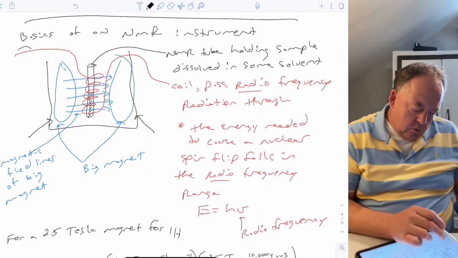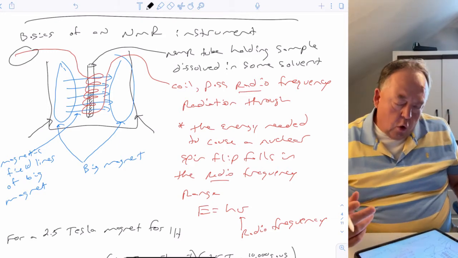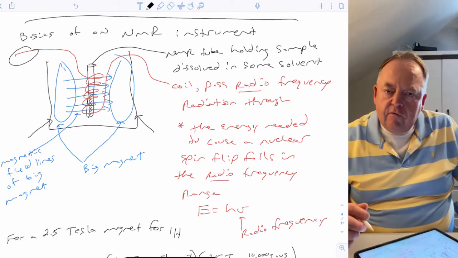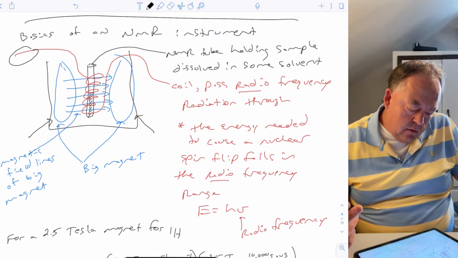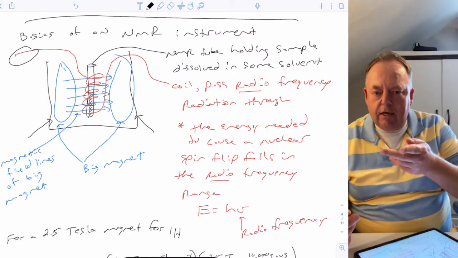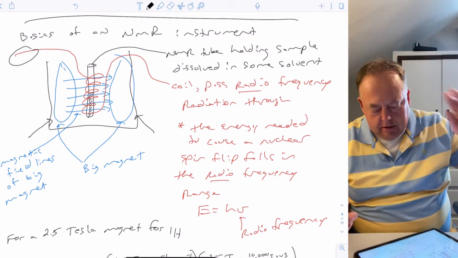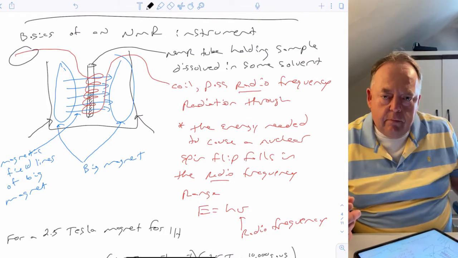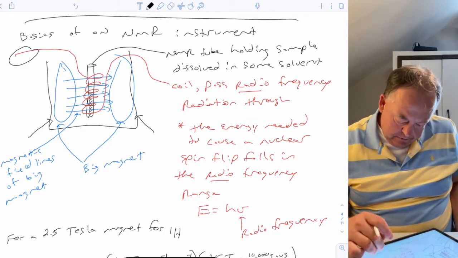And then basically the red is trying to represent a coil that you pass radio frequency through. And when the radio frequency is just right, then you cause a nuclear spin flip, and the nuclei go from being aligned with the field to against the field.